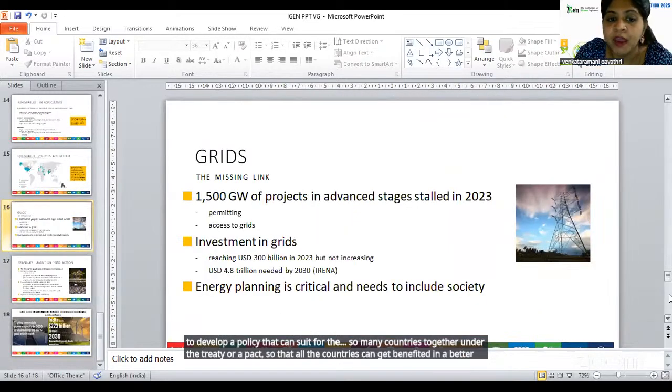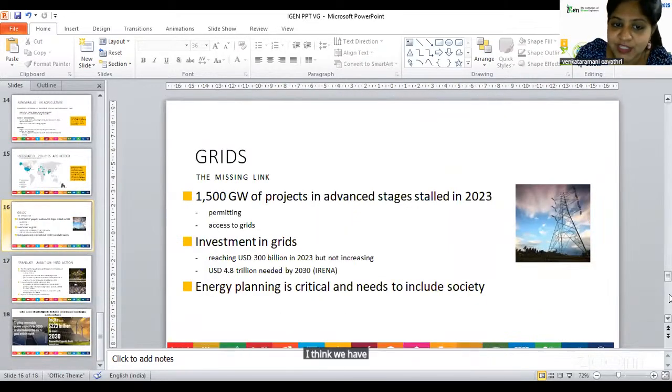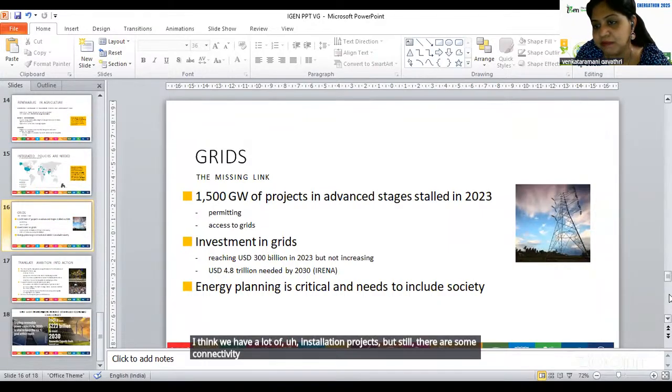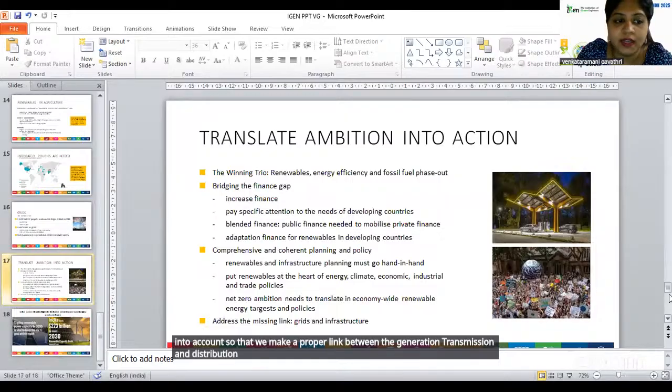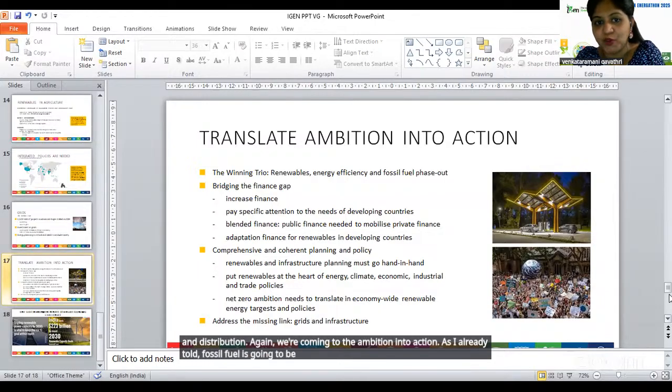I think we have a lot of installation projects, but still there are some connectivity issues, some critical grid stability issues, transmission congestion issues. So all these things have to be taken into account so that we make a proper link between generation, transmission, and distribution. Again, coming to the ambition into action, as I already told, fossil fuel is going to be off and out because it's a very finite resource, as we all know.